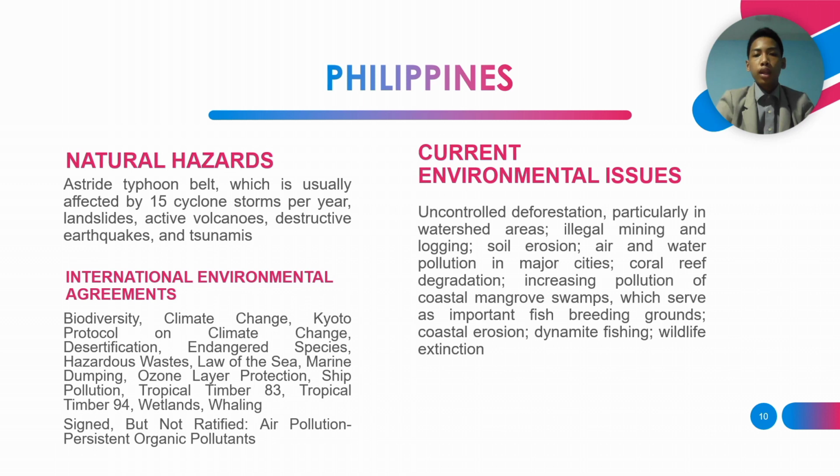Current environmental issues: uncontrolled deforestation, particularly in watershed areas, illegal mining and logging, soil erosion, air and water pollution in major cities, coral reef degradation, increasing pollution of coastal mangrove swamps, which serve as important fish breeding grounds, coastal erosion, dynamite fishing, wildlife retention.